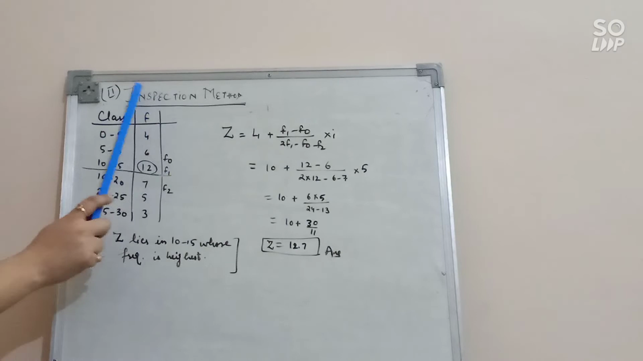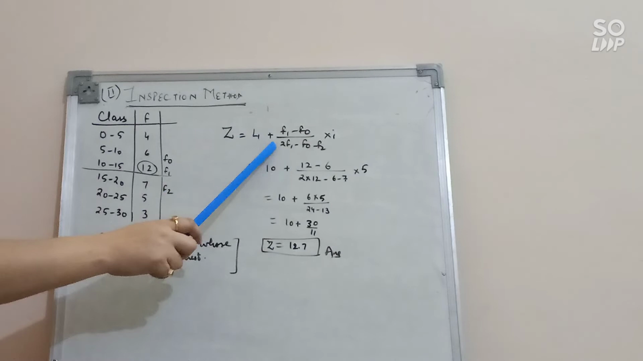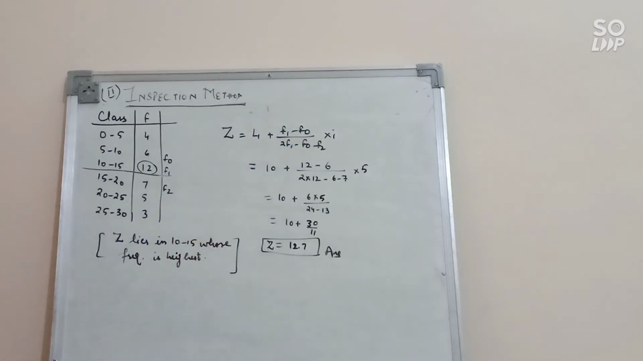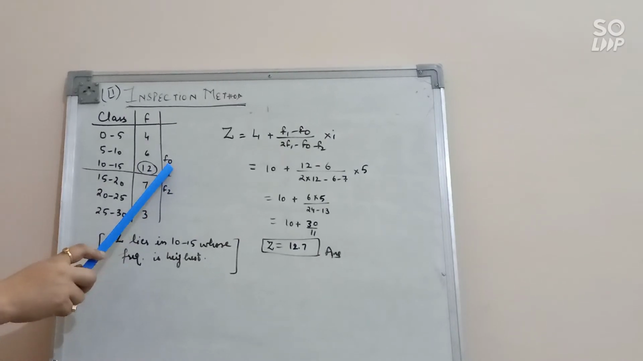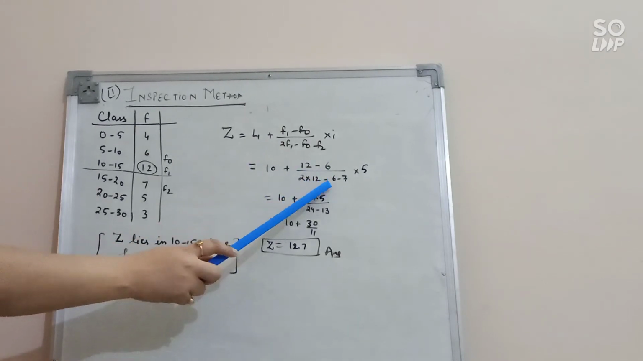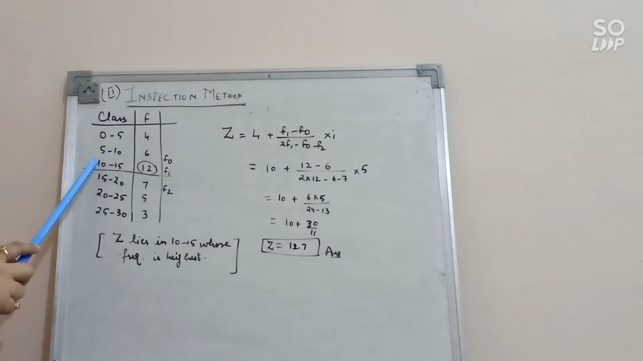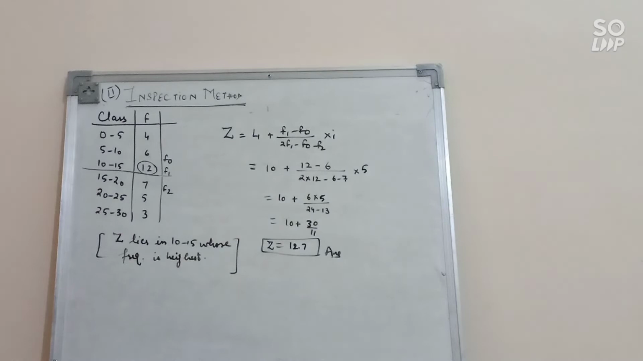So in this question, highest frequency is 12. So mode lies in the 10 to 15 class whose frequency is highest. So now you will use the formula, that is mode is equal to L1 plus (F1 minus F0) upon (2F1 minus F0 minus F2) into I. So put the values. 10 is your lower limit and 12 is your F1. The class which is selected, in front of that the frequency will be F1, and previous frequency will be F0. Next frequency will be F2. So 12 minus 6 upon 2 into 12 minus 6 minus 7, into I, class interval, that is 5. So after putting the values you can solve and you will get the answer, that is 12.7.